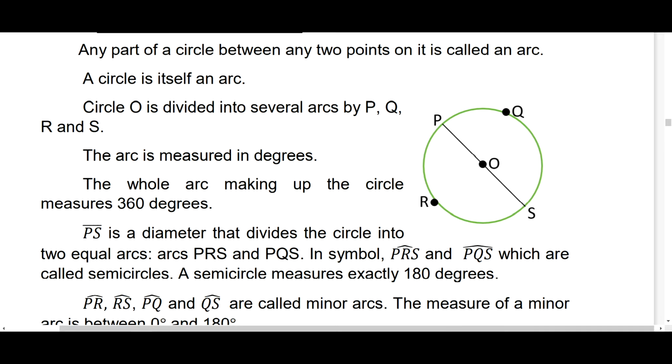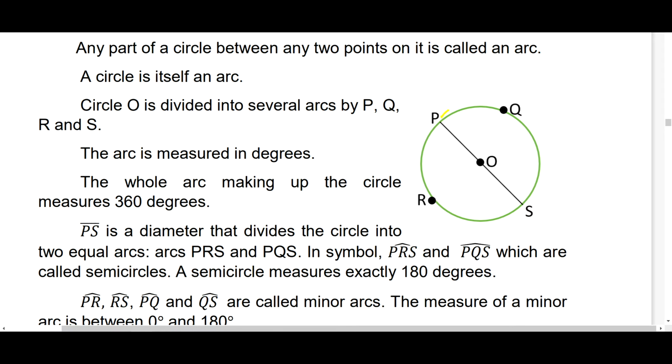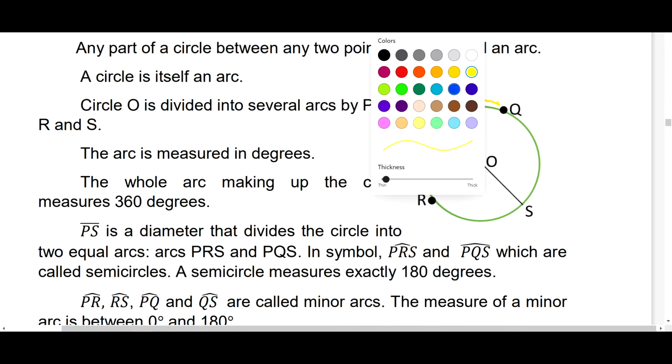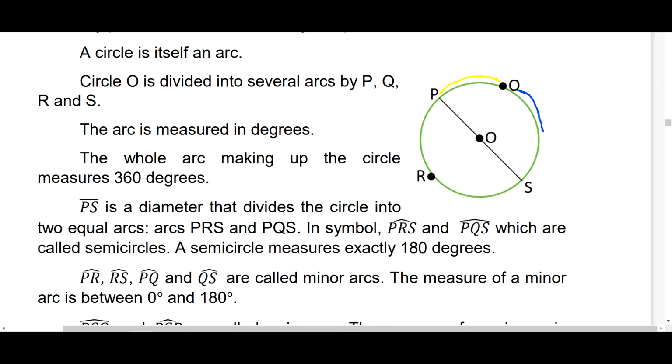Now, on this figure, we have arc PQ. So, this is arc PQ. This is a minor arc. Syempre, obvious naman na less than 180 siya kasi hindi siya nakabuo ng kalahati ng circle. Okay? Next, QS is also a minor arc. Kasi, hindi siya nakabuo ng semicircle, and it's less than 180.